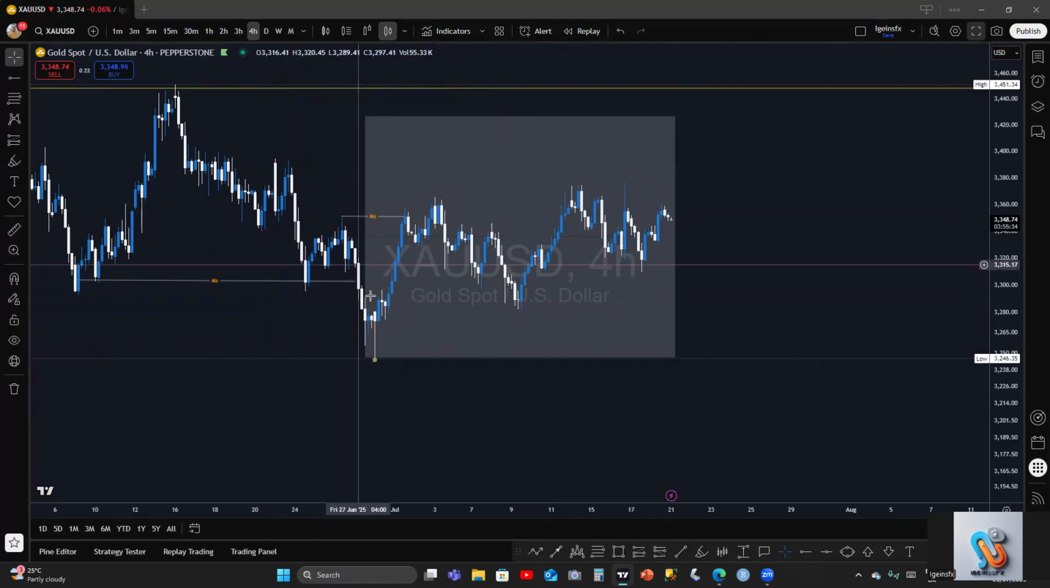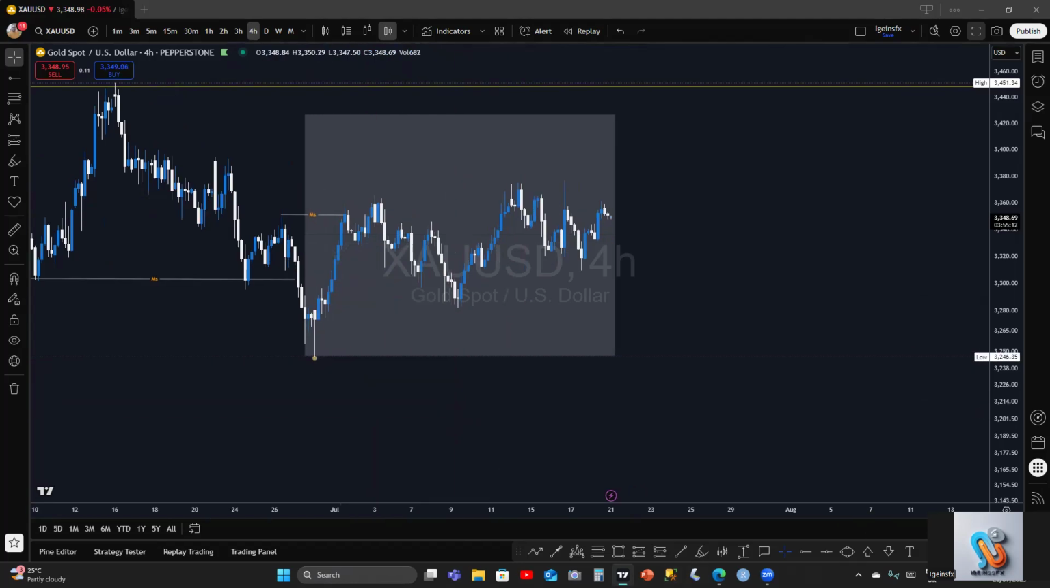Created a resistance, broke structure to the downside. Then there was a strong rejection here, and price pushed to the upside and took out this resistance level. All right, it pushed above the resistance level, even though at this point it started retracing, but it did not take out this low. You see, it created another low, then pushed and broke structure again. It broke this structure again.